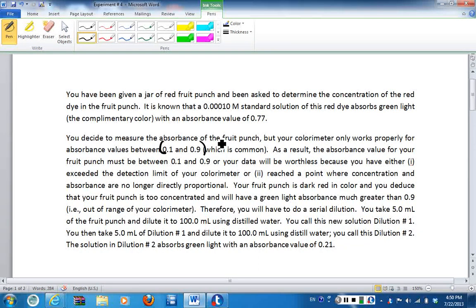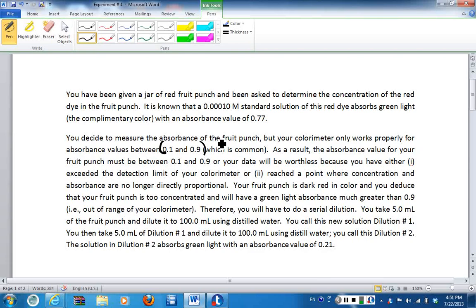Now, in most instances, your values are going to exceed this range. So, as a result, you have to do some dilutions, meaning you have to make it less concentrated in order for your absorbance values to fall within this range. Okay, so if it exceeds 0.9, you have to do some dilutions. On the other hand, if your solution is too dilute and it is below 0.1, then you have to concentrate it in order to get an absorbance reading higher than 0.1.